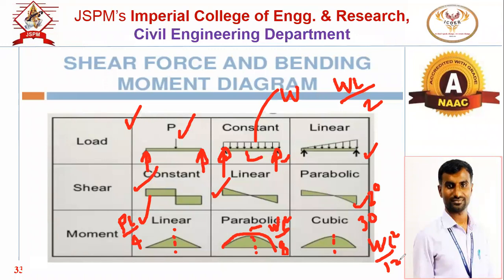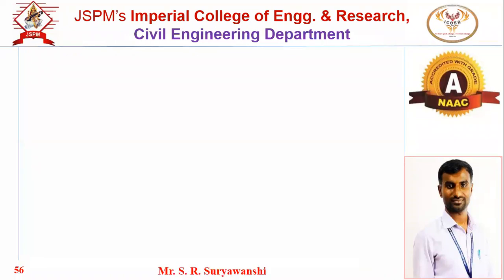And the reactions, now this loading is not symmetrical loading. So reaction at both ends will vary. So this reaction will be WL by 6, and this will be WL by 3. Okay, WL by 6, WL by 3, and the maximum bending moment WL square by 12. So this is the third standard case.